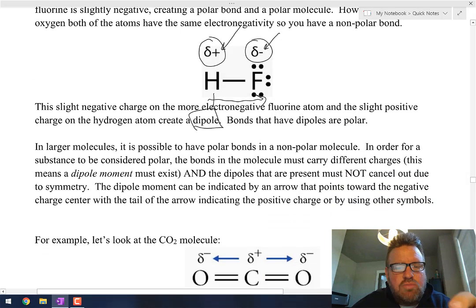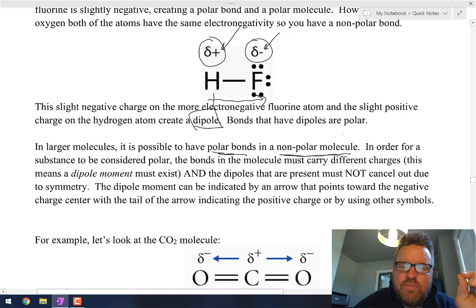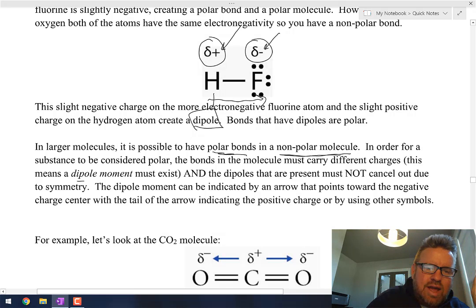So in larger molecules, what about molecules that have more than one bond? We have to consider all of the dipoles. In this case, it is possible to have polar bonds but have the whole molecule be nonpolar. And for this to happen, there has to be what's called a dipole moment.